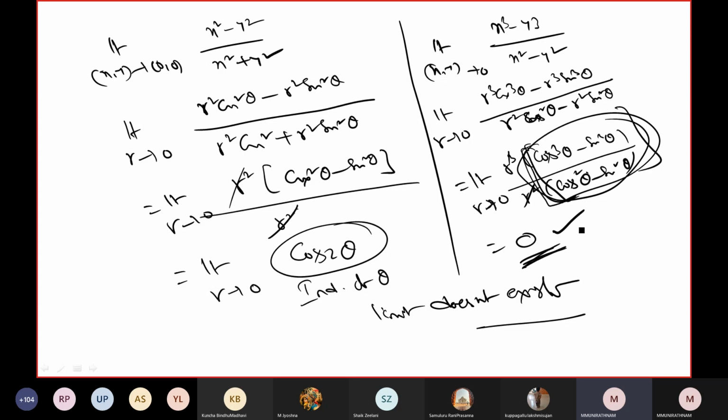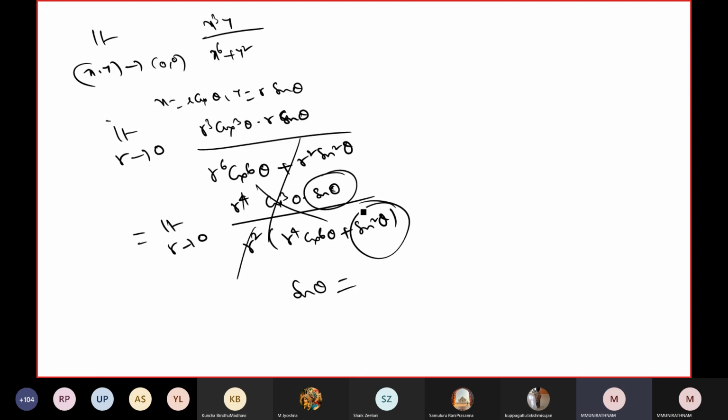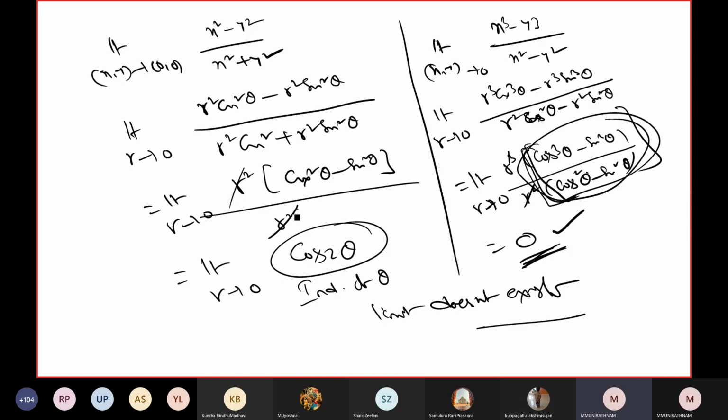So likewise, the parametric form is very helpful in the majority of problems. Sometimes it may not be like this, where again we need to take sin theta as something. So that's why it may not work always. Okay, fine. Is it okay? Any doubts, please?